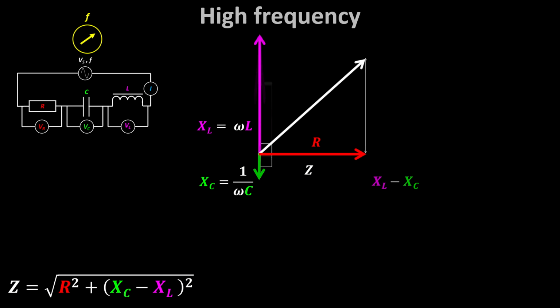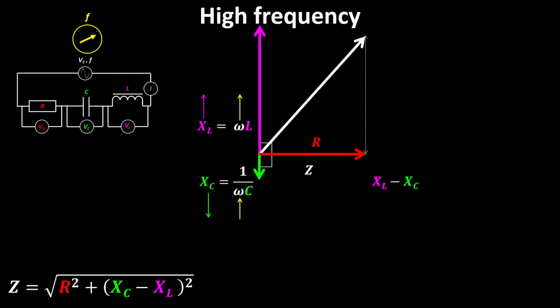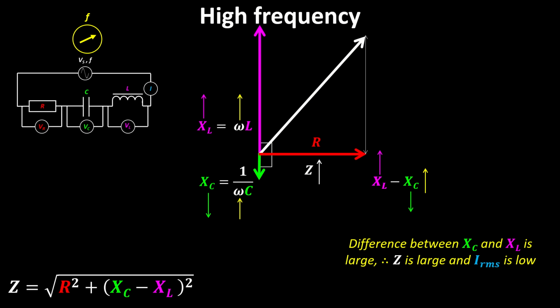If we go to high frequencies, we basically get the opposite situation. For the inductor, because the angular velocity is now high, we get a high inductor reactance. And for the capacitor, because we get a high angular velocity, the capacitor reactance is low. So because we have a large XL and a small XC, the difference between them is still large, which means we get a large impedance and a low RMS current. So for both low and high frequencies, we end up with low currents.